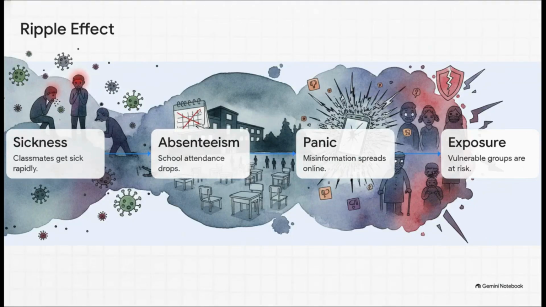And what follows is this crazy fast ripple effect. Within days, classmates get sick. Suddenly, attendance drops off a cliff. Then, the crisis spills over into the digital world. Panic and misinformation spread like wildfire on social media. And the real kicker? The most vulnerable people in our communities, older folks, infants, pregnant individuals, people with weakened immune systems, they become highly exposed. It's wild to think a whole community can just grind to a halt from one invisible source.